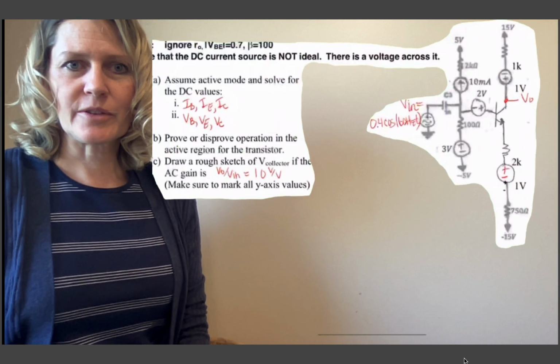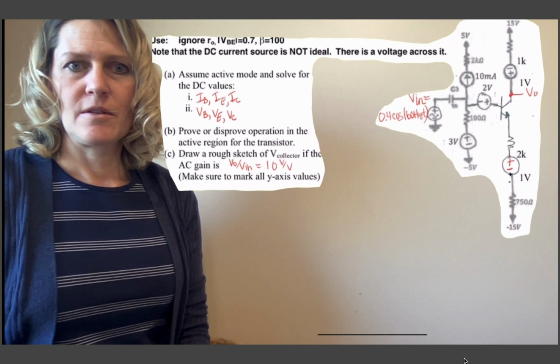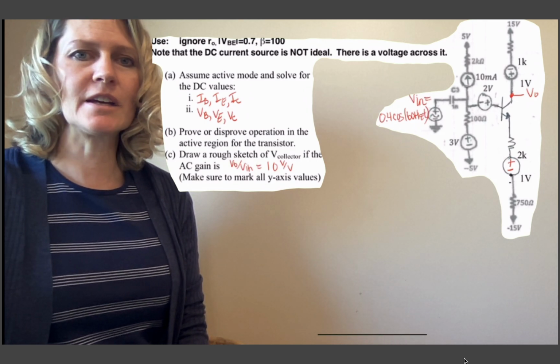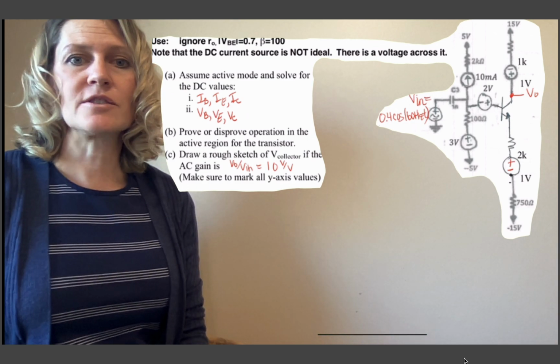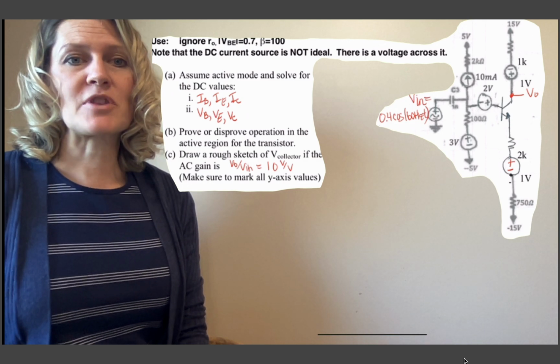So this is the circuit that we're going to look at here. We want to find IB, IE, IC, and then the voltages VB, VE, VC, and prove or disprove the operation for the active region.